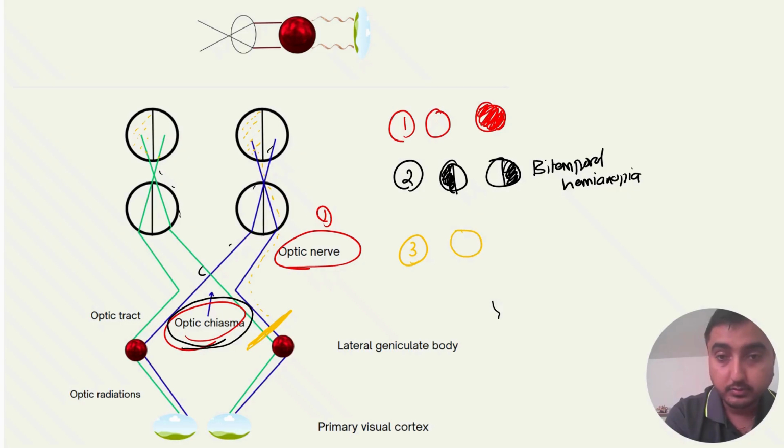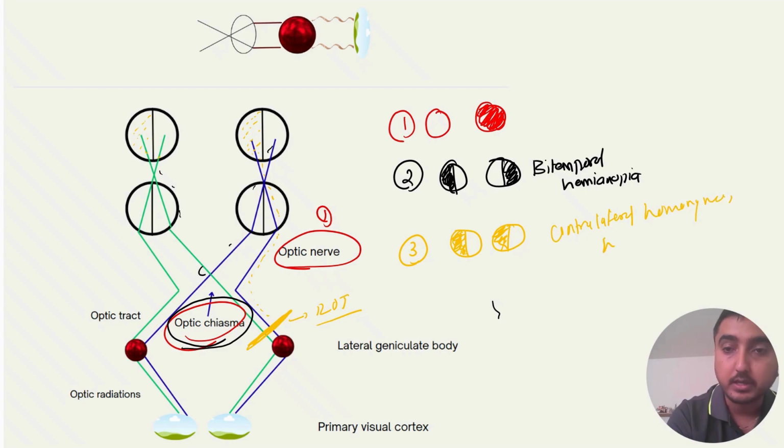So this would produce a visual field defect like this. You're having a lesion in the right optic tract, but the visual field defect is occurring on the left side of the visual field. So there would be contralateral homonymous hemianopia.